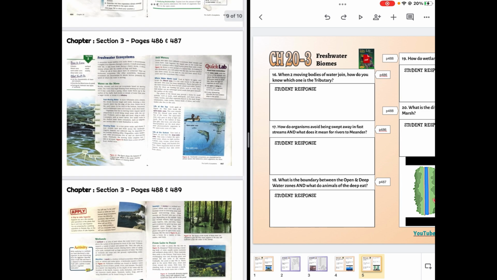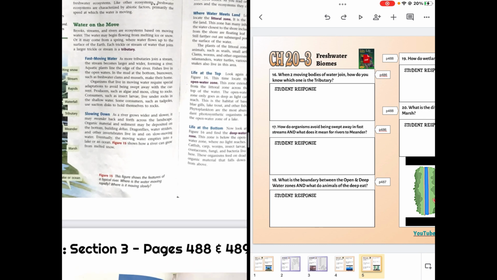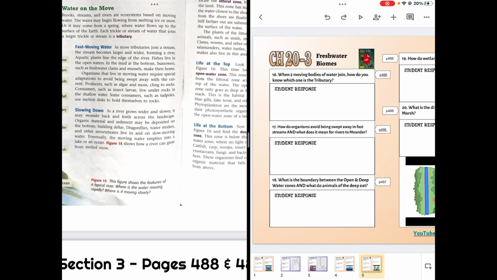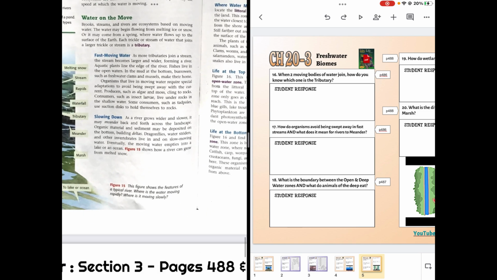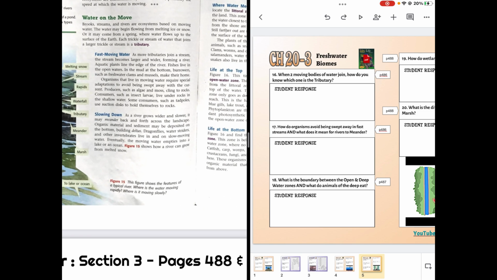And so when 2 moving bodies of water join, how do you know which one is the tributary? So we're going to have to read about that. And tributary is kind of a vocab word. I'm looking for it. Oh, there it is, right there. And so we have a sentence, a kind of backwards definition, that tells you which of the 2 is a tributary and which is not.